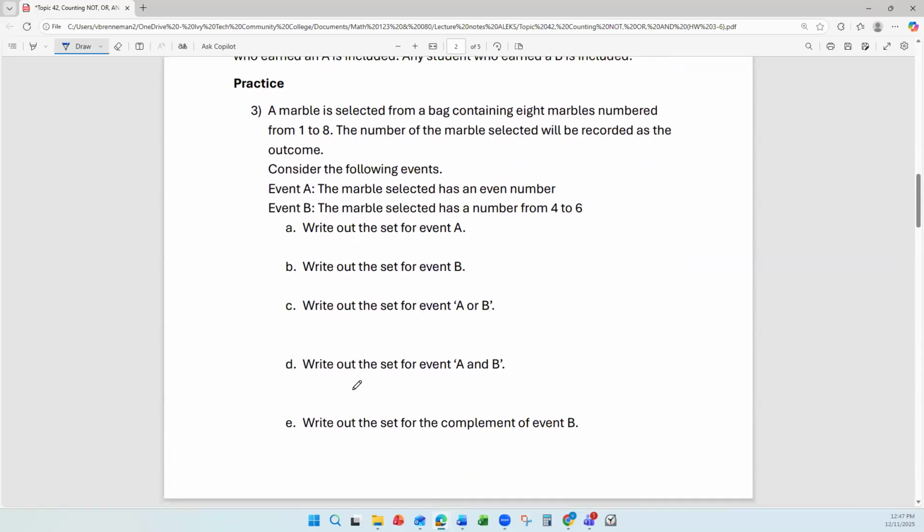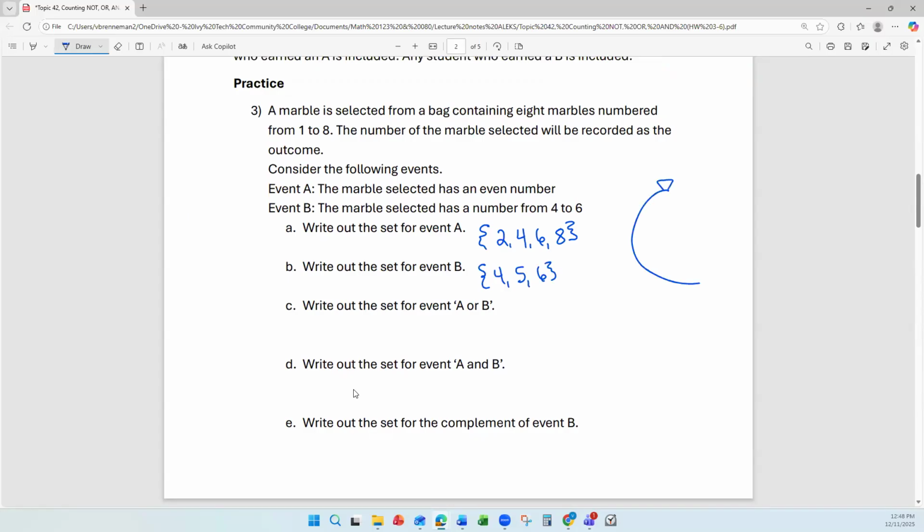All right, so number 3 here: a marble is selected from a bag containing 8 marbles numbered from 1 to 8. The number of the marble selected will be recorded as the outcome. And we have event A, the marble selected has an even number. So that would be 2, 4, 6, and 8. Event B, the marble selected has a number from 4 to 6. So that would be 4, 5, 6.